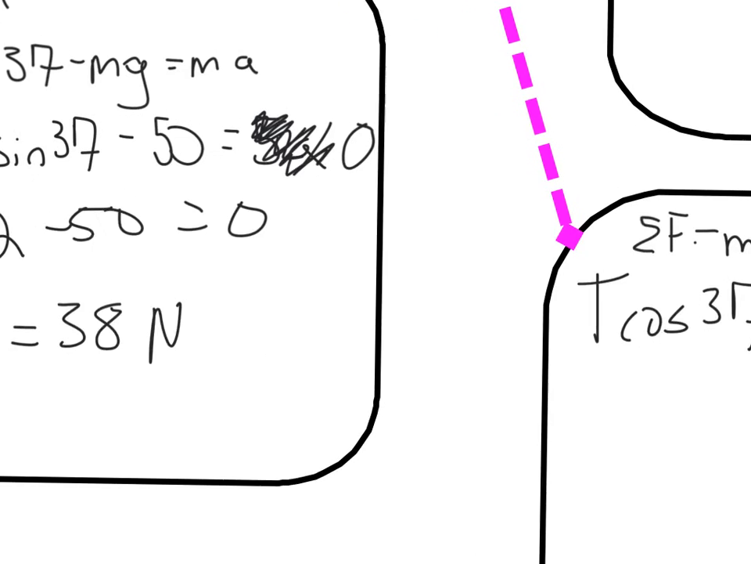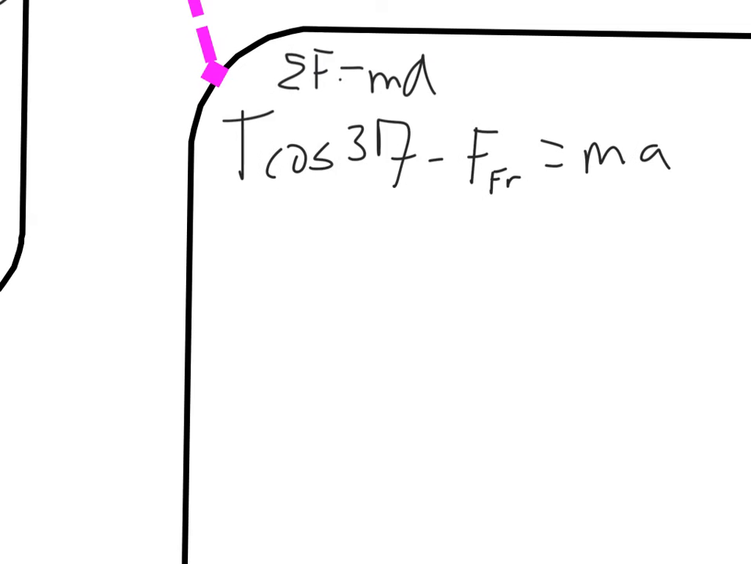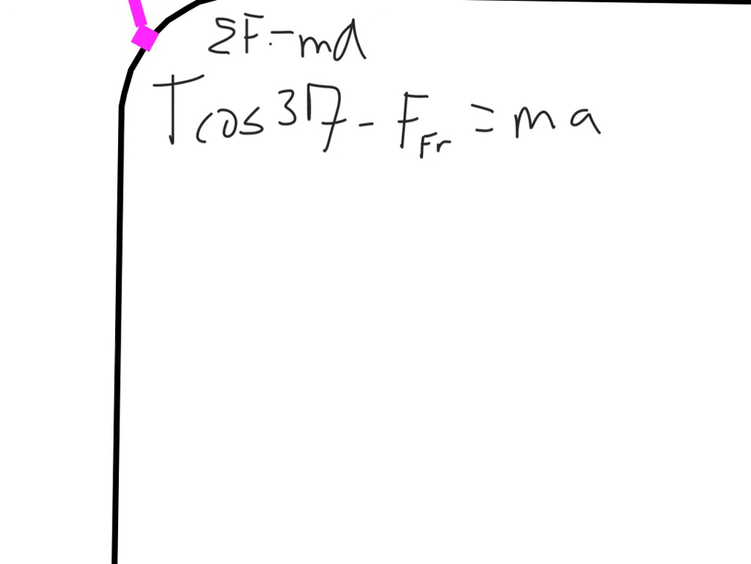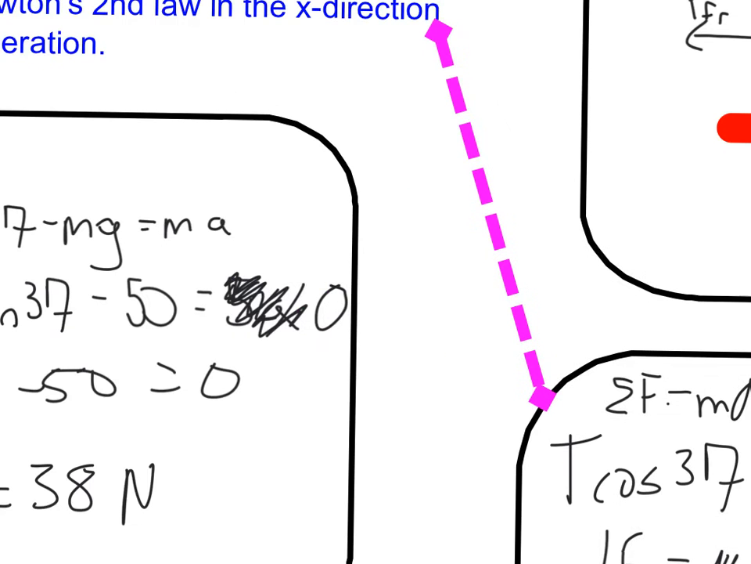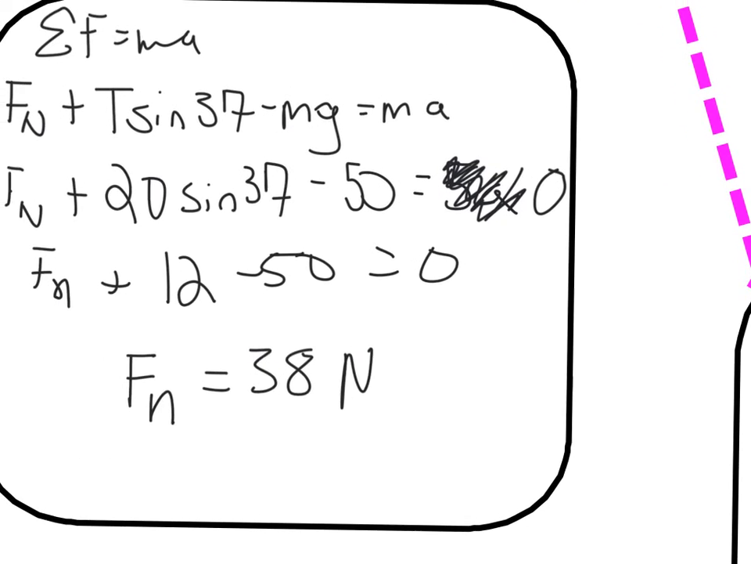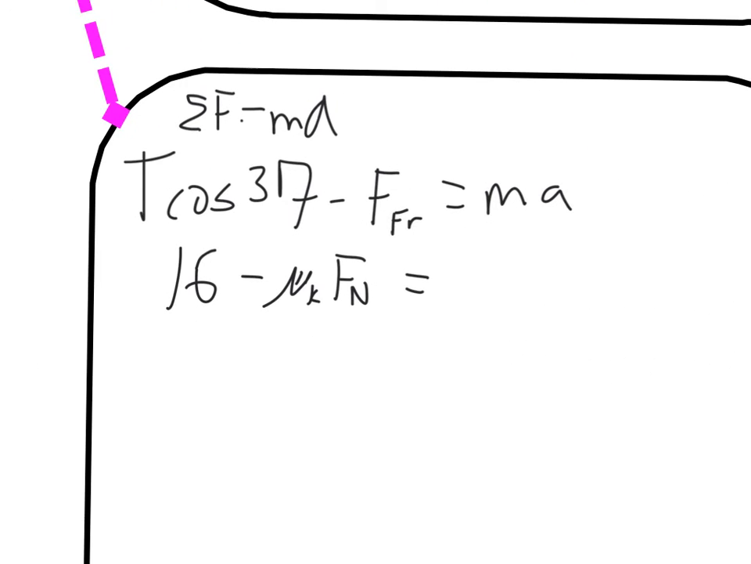So tension again was 20, and I believe cosine of 37 is 0.8, so that should be about 16. It might not be quite right, but I'm going to go with it. Our force of friction is, again, the coefficient of kinetic friction times our normal force, and that is equal to my mass. It was 5 kilograms. And I don't know my acceleration, but I do know these two. Let me go and substitute those in.